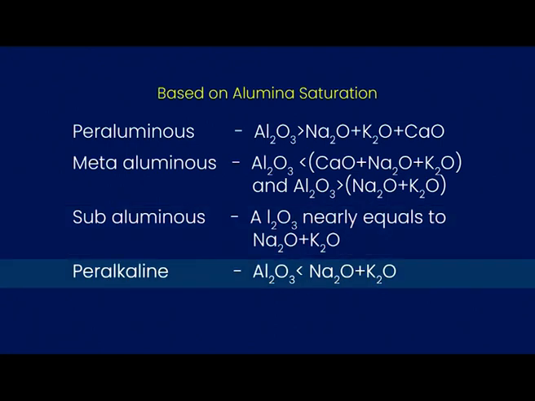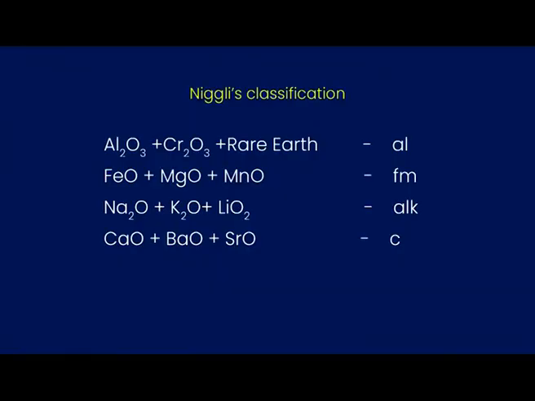In peralkaline igneous rock, the alumina content is very low compared to the added content of Na2O plus K2O. This is a very popular classification of igneous rocks. Niggli has classified the igneous rocks based on certain oxides. What he has done is use the combined percentage of certain oxides, and he has labeled them as Al, Fm, Alk, C, etc.